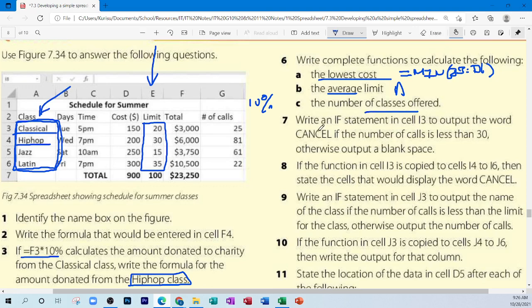Question number 7. Write an if statement in cell I3, which is not on the screen, to output the word cancel if the number of calls is less than 30, otherwise output a blank. So what is our if function? Kezia?